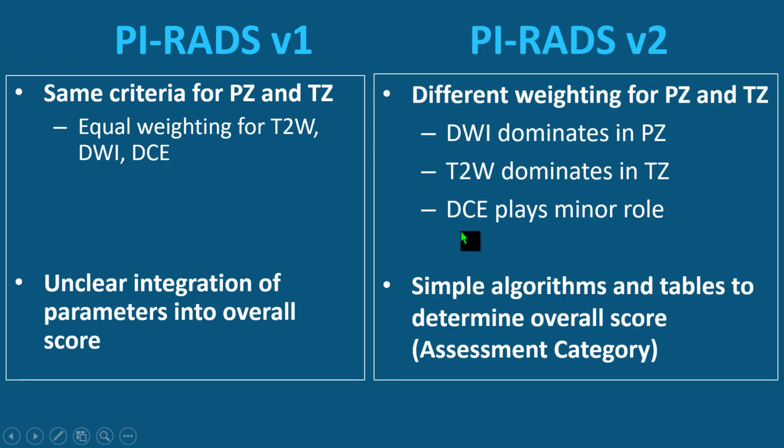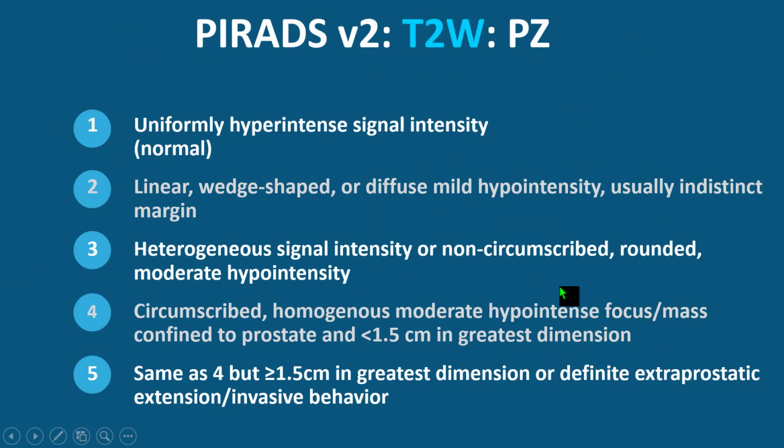Now we have a different way of looking at images. It was actually not described in version 1 how to come to a final diagnosis, but in PI-RADS version 2, the diffusion-weighted sequence is the predominant sequence in the peripheral zone. So it dominates the other sequences. In the transition zone, it is the T2 which dominates. DCE plays a minor role, and again, we try to make it simple, keep it simple and stupid.